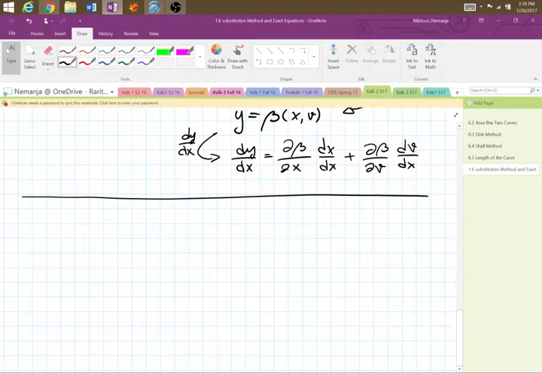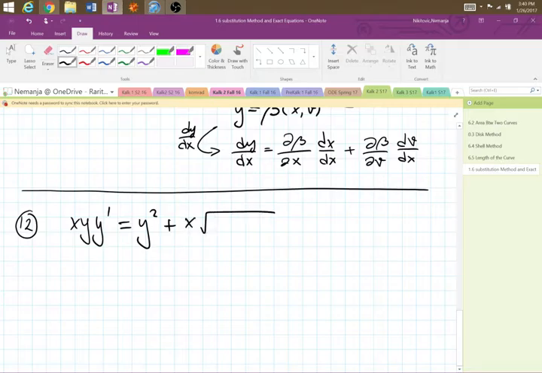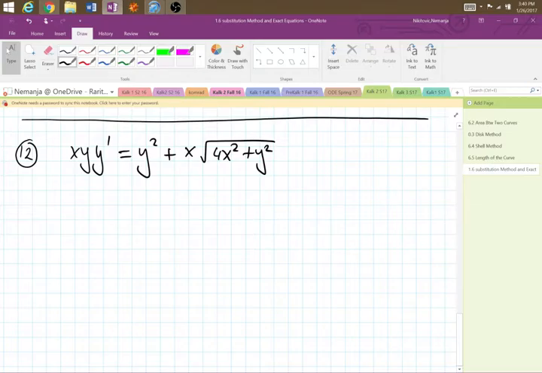Let's pick one of these with square roots, I guess. This one looks awful. I have no clue how to do this, so let's go figure it out together. Problem 12. It says x y y prime is equal to y squared plus x times the square root of 4x squared plus y squared. Wonderful. Keep this one for the final, right? No? All right.